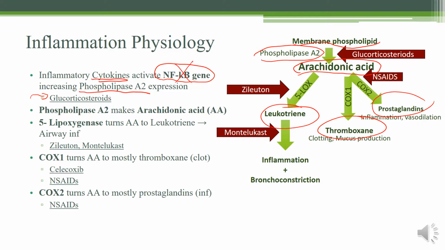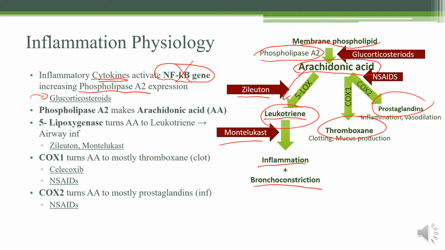Moving on, arachidonic acid has three different pathways that it can take. This arachidonic acid could go through lipoxygenase, the 5-lipoxygenase pathway, and that's going to make leukotrienes. And when I say leukotrienes, I want you to think more inflammation and bronchoconstriction of your airways. That is because that's where most of the drugs are going to be working on. And the drugs of choice are going to be Zileuton, Montelukast, and another one, Zafirlukast.